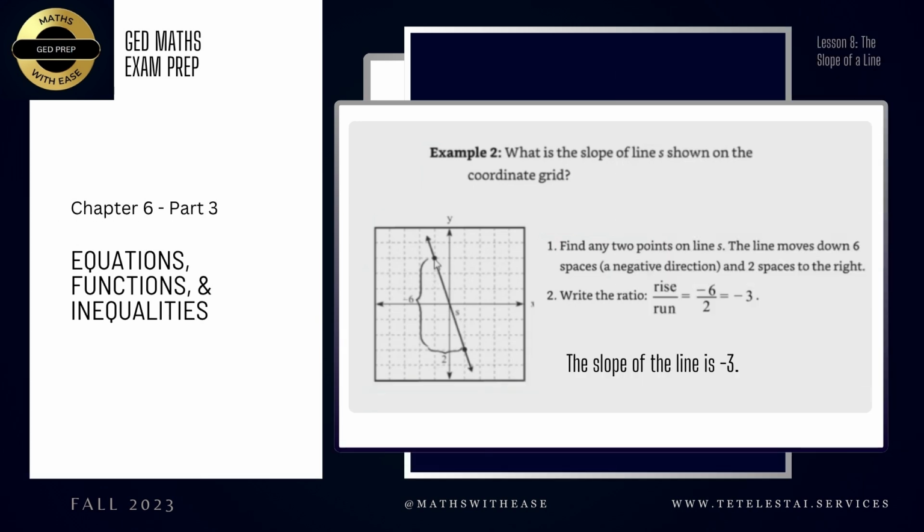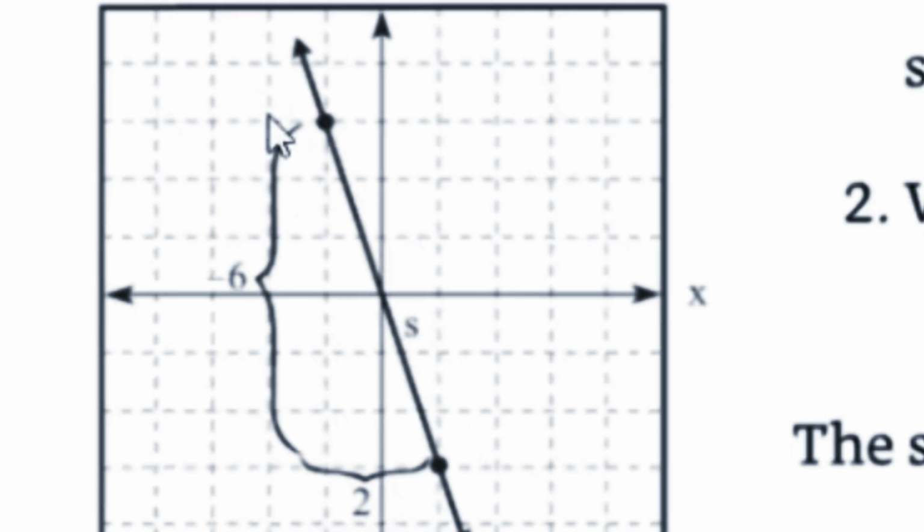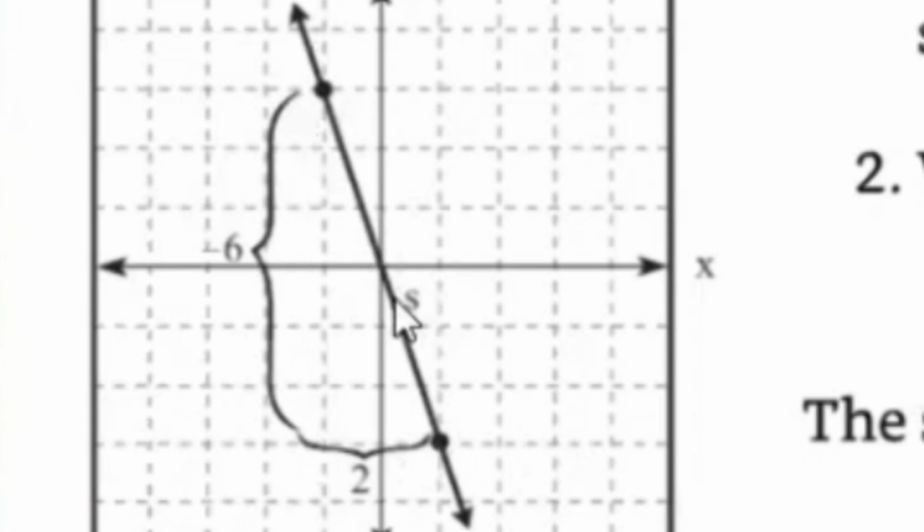So in this example, we're being asked to find the slope of line S shown on the coordinate grid. So here's our line, and they've named it S, and we're being asked to find the slope of the line. So what you want to do is start by finding any 2 points on the line. So here they've arbitrarily or randomly selected 2 points on this line. And then we're going to find out how, if we step out of the line, how can we get to another point on the line without stepping on the line itself?